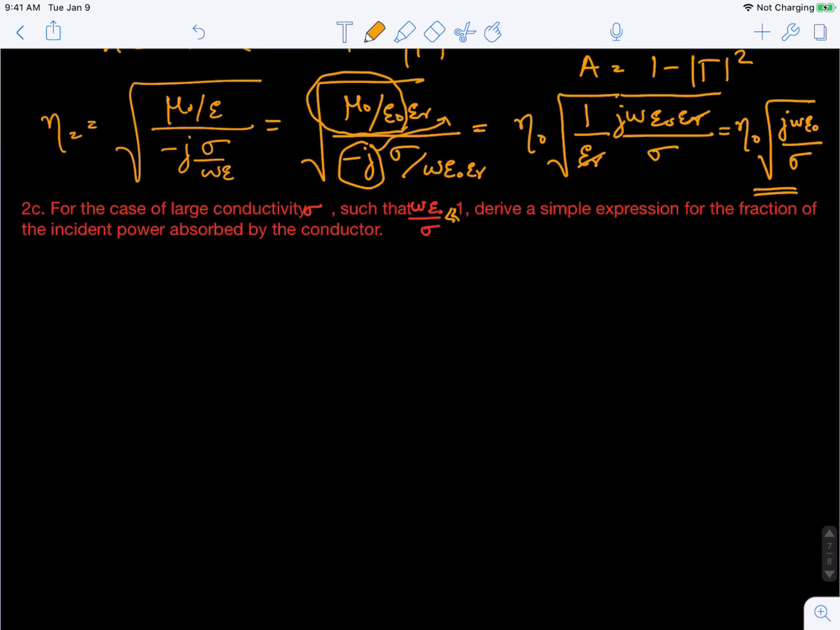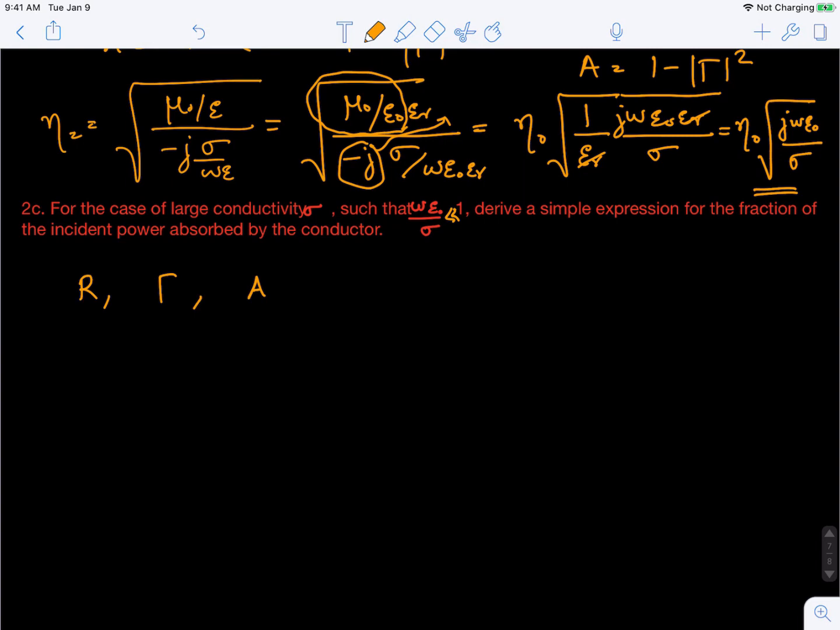Problem 2c states that for the case of large conductivity sigma such that omega epsilon naught by sigma is very less than 1, derive a simple expression for the fraction of the incident power absorbed by the conductor. So now we know what is R, we know what is gamma, we know what is A. What they're asking us to do is derive a simple expression for the fraction of the incident power absorbed by the conductor.